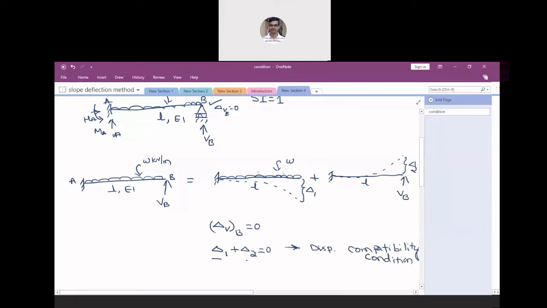I'm calculating delta 1 and delta 2 by splitting this beam into two separate beams. I'm analyzing the beam with one load and calculating the deflection at joint B, and I'm also calculating the deflection due to another load at the same joint B. So I'm calculating the displacement by superposing things. This concept of calculating delta 1 and delta 2 is nothing but the principle of superposition.